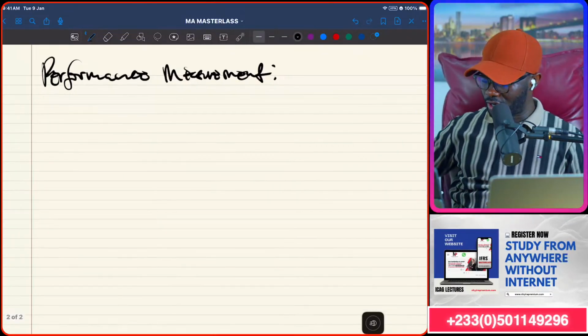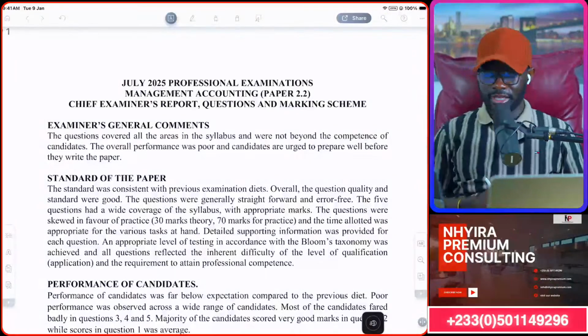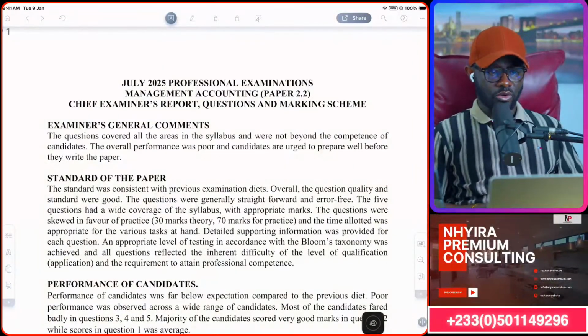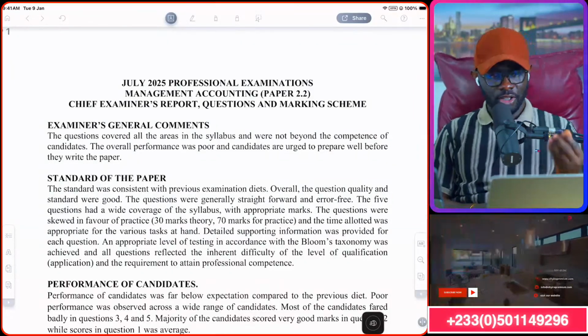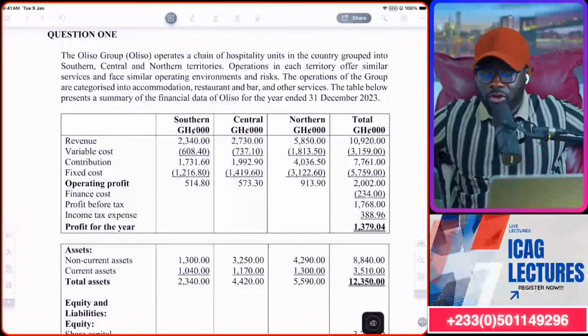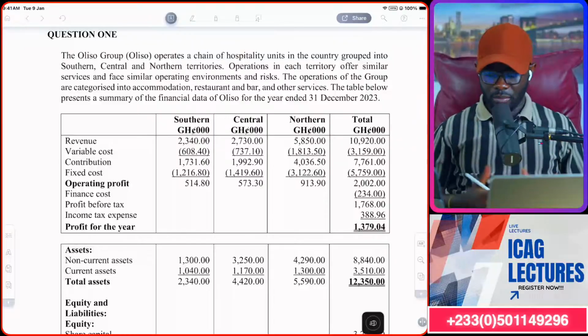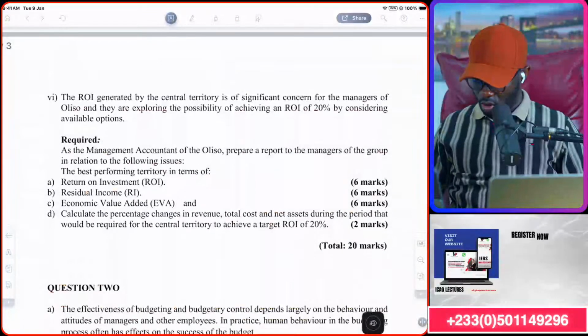So today we want to look at that, and we are looking at a question from the ICAG July 2025 management accounting. So it's an ICAG past question, July 2025 management accounting. And we are focusing on question 1 because that is where performance measurement is, for 20 marks for us to see what we can do.